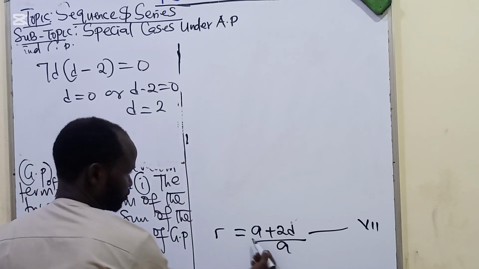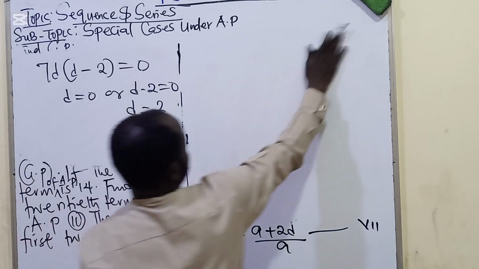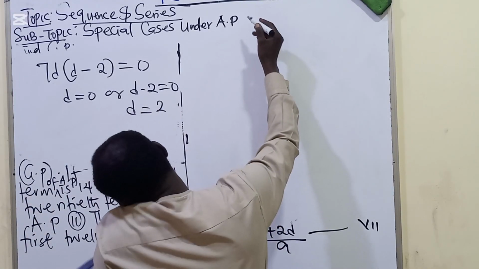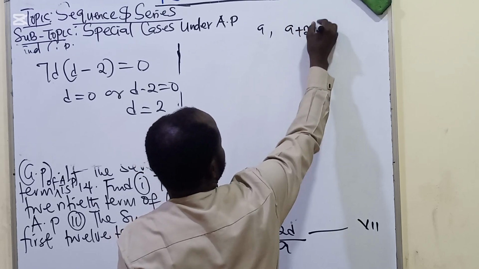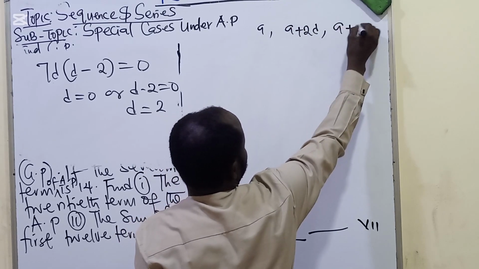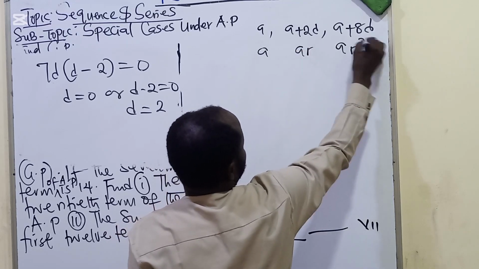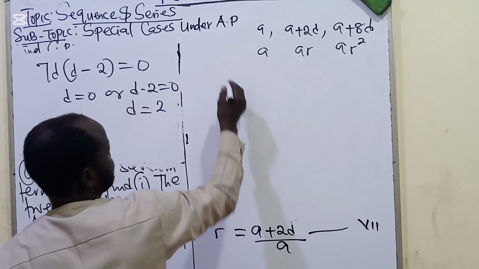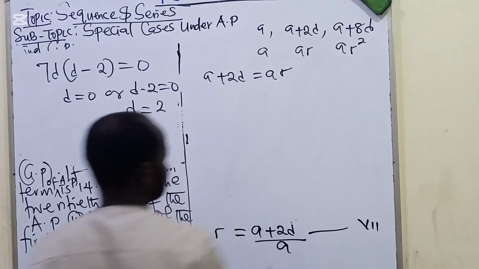Okay, so let me substitute d now. From the first equation, let me write it here. The first term, third term, which is a plus 2d, ninth term a plus 8d, then ar squared. We establish the fact that a plus 2d is equals to ar. Okay.